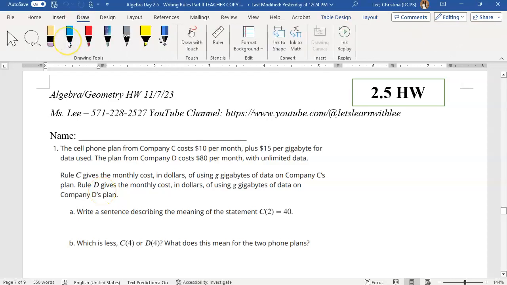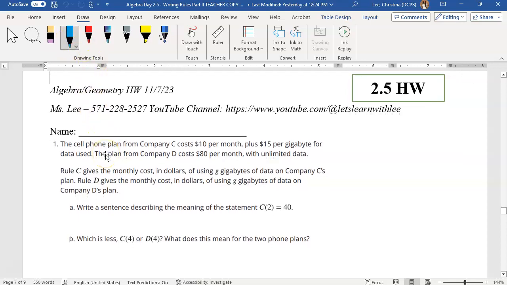Today we are looking more at writing functions given scenarios. So we're going to start with the homework and then I'll go back over some of the classwork. If there's anything else that you need help with, feel free to text me.